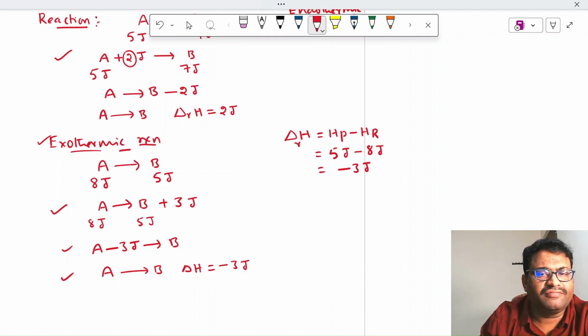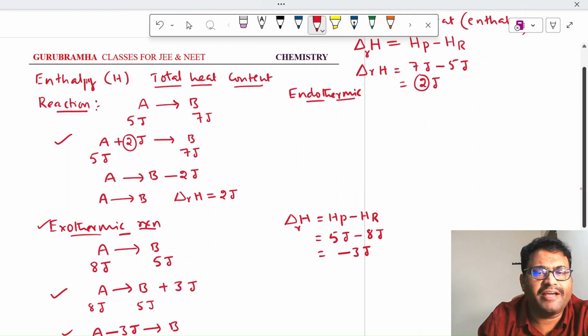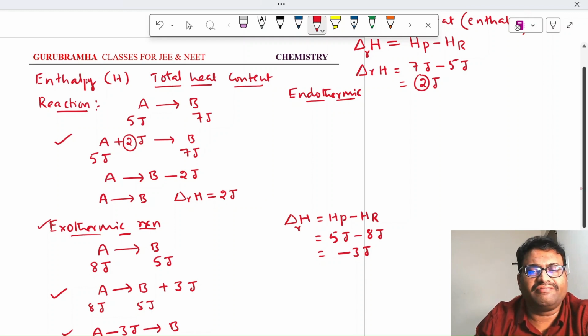So overall, we have studied that when a reaction happens, there will be some change in the heat energy, or some change in the heat content. We say that the change in the heat, or change in the enthalpy, is called the enthalpy of a reaction. So what we have to understand?